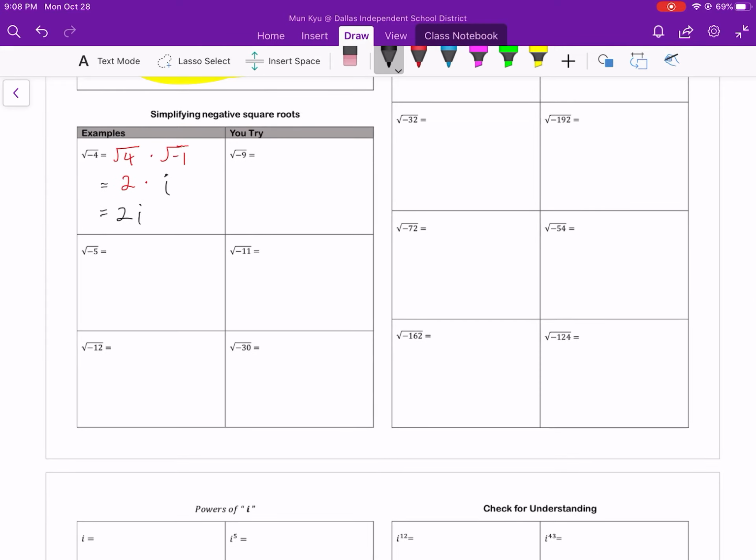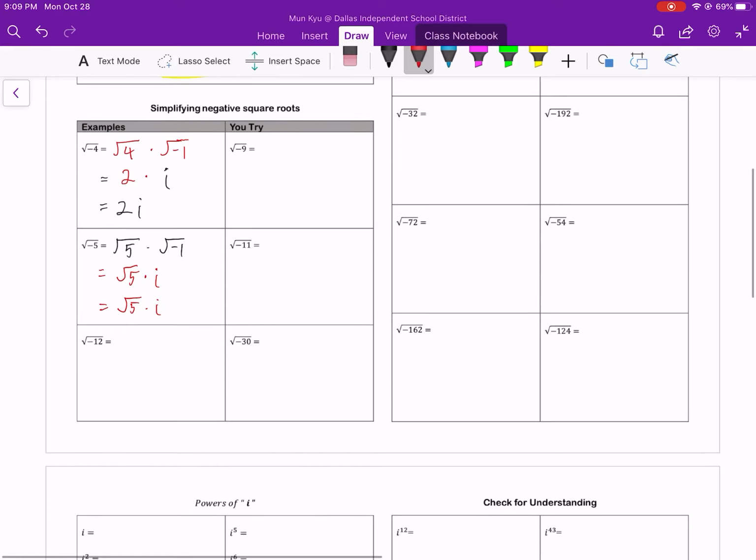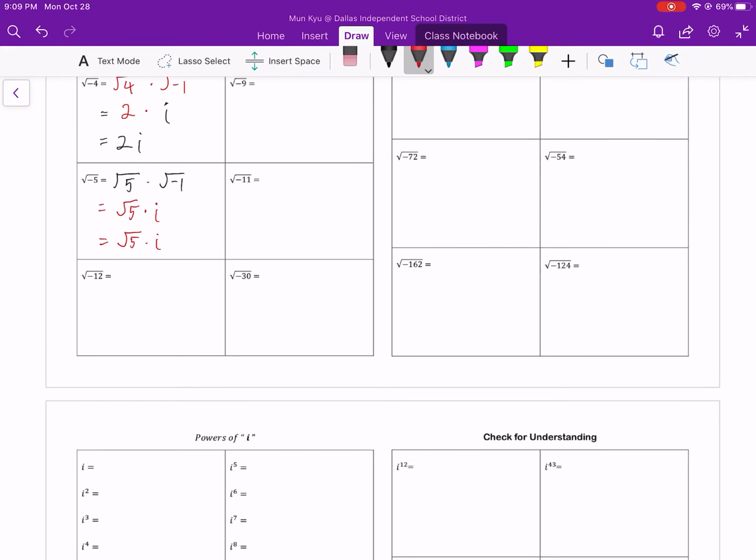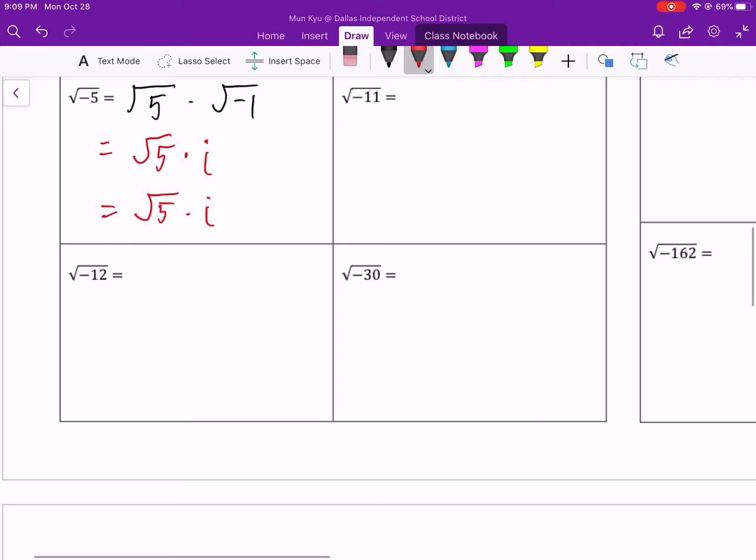And here it's the same. We can break it down into the square root of 5 times the square root of -1. And again here, the square root of 5, we cannot break it down or simplify further. So this is just the square root of 5, but the square root of -1 can be rewritten as i. So this is the square root of 5 times i. And here we go. This one is more fun.